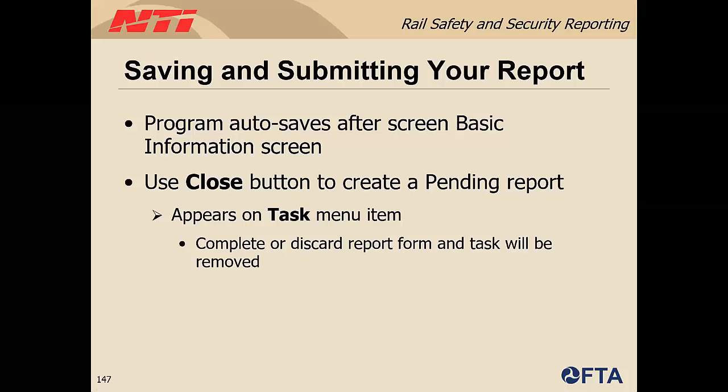When you are ready to complete the report, click on the task menu option and you will see a listing of each task. Major event report tasks will appear with S&S-20 in the title. Just click on the task and the system will return you to the screen you were on when you closed the report. Complete the report and save and submit. Or if you no longer need the report, you can choose delete instead.